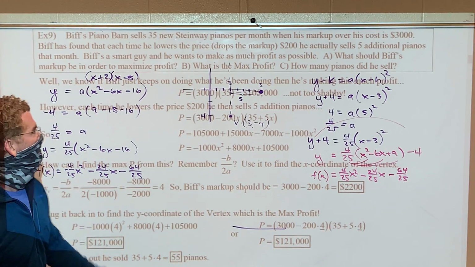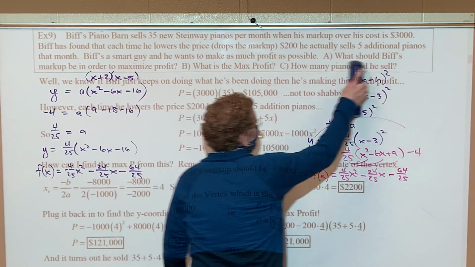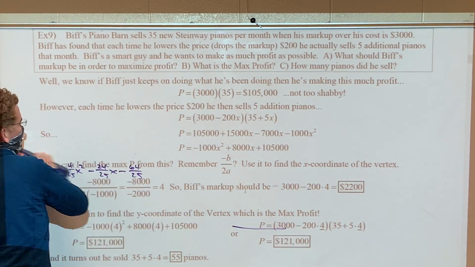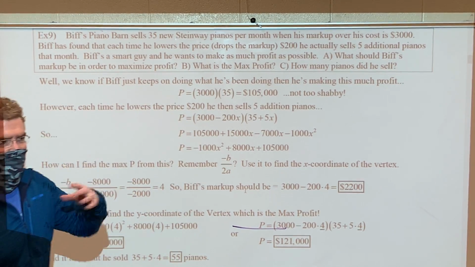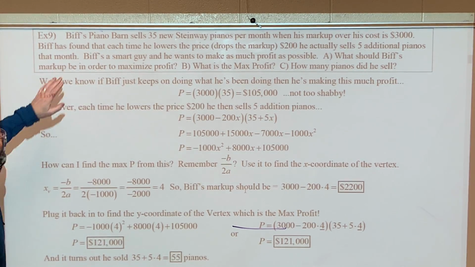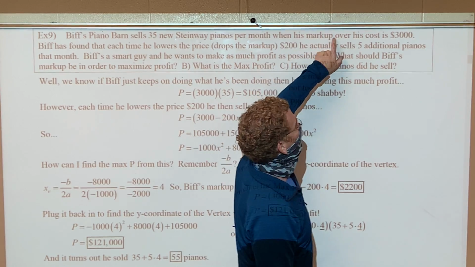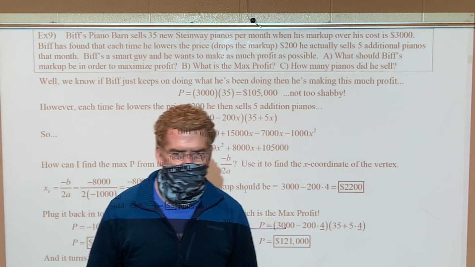Okay? So, let's just say Biff was a piano maker, and he's been making 35 new pianos a month in his company. Which is pretty great. Steinway's pretty expensive. And these are old numbers here, so we're just pretending. But let's just say that he's selling these pianos, he makes 30 per month, and his markup over his cost is 3,000. Do y'all know what that's saying?